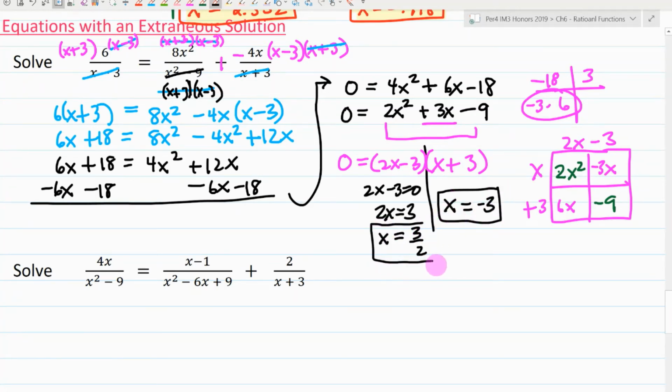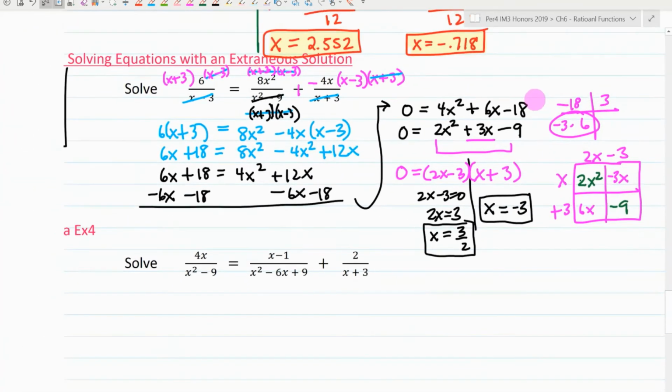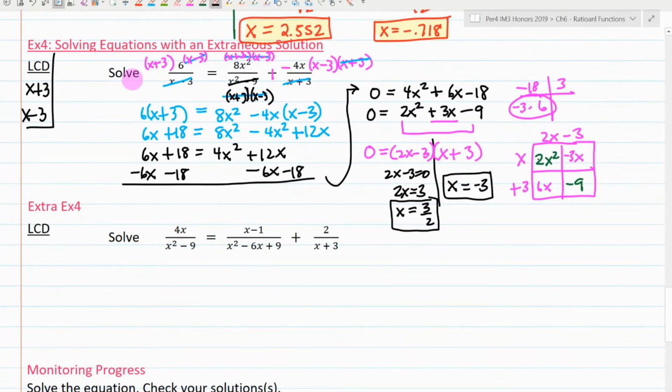I have to make sure that they don't make either of the denominators 0. So let me go back and look to see what my denominators are. So I have plus 3 and minus 3 here. So here, negative 3 makes that 0, and here, positive 3 makes that 0. That means that I'm not allowed to use this answer because it makes the denominator 0. It actually makes this denominator 0, and you can't have that. It makes this one 0 as well. So therefore, we can't use a negative 3. So the only answer here is 3/2.